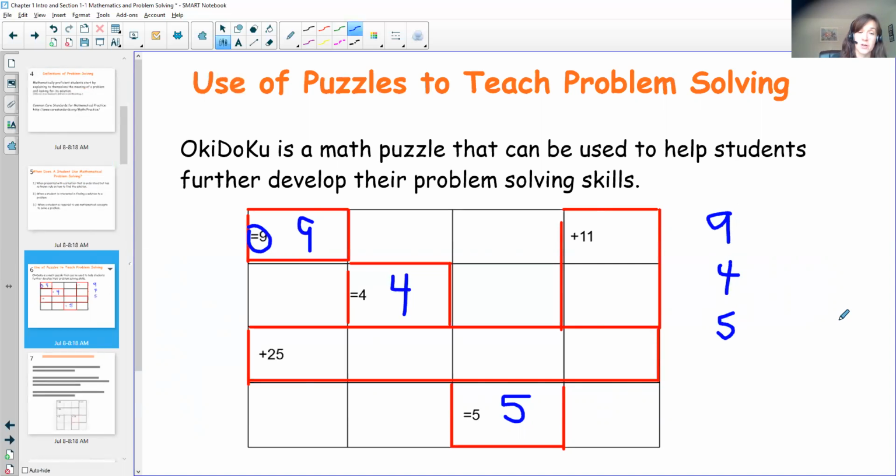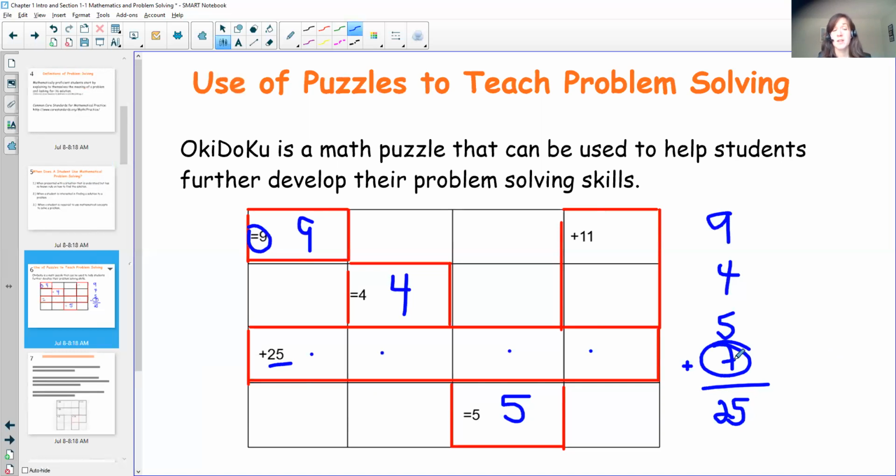All right, so here's this third row down that helps me, right? Because I know that all 4 numbers together have to add up to 25. That's what that little 25 means. So I can use that. I need it to be 25. Well, 9 and 4 is 13, plus 5 is 18. 25 minus 18 is 7. So my last number is 7.